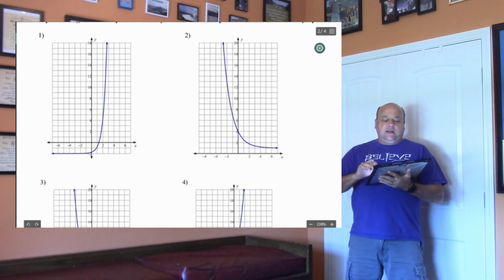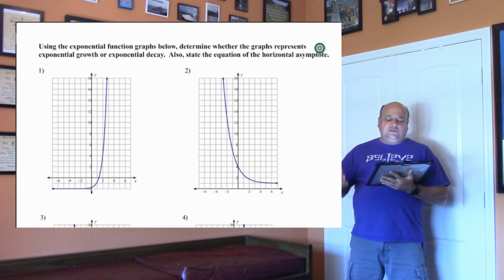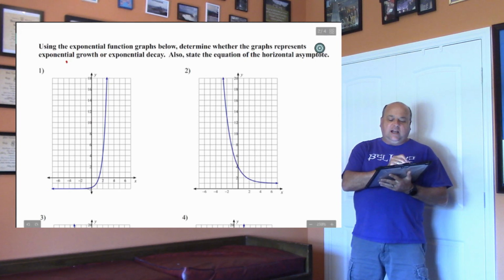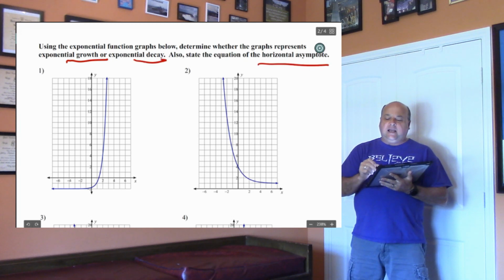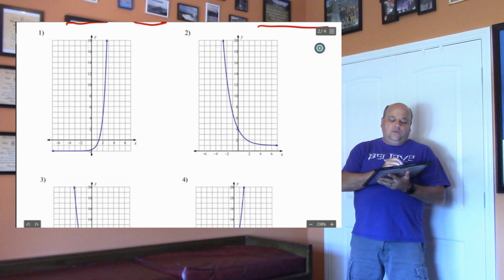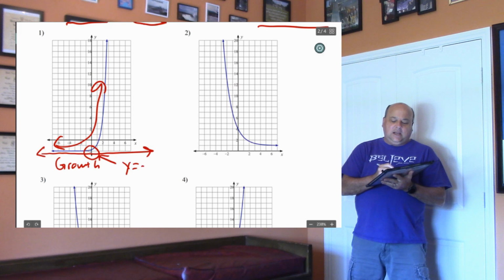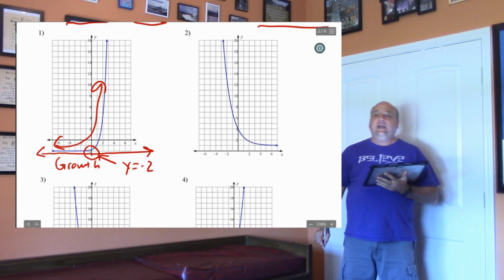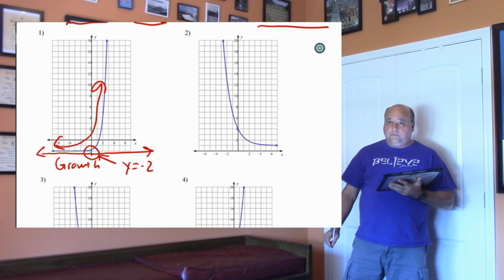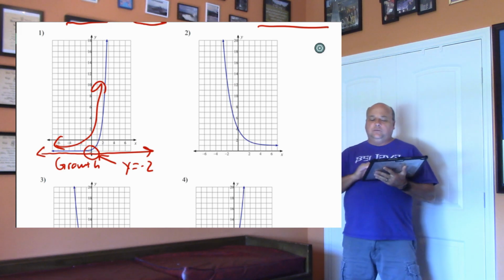Now then, if you go to the next one, using the exponential functions below, determine whether the graph represents exponential growth or decay. Also state the horizontal asymptote. So we're going to write down growth or decay and the horizontal asymptote. On this one, the graph is going up. That is growth, okay? Now if I draw a line where the graph goes to, it's going right through here, which is y equals -2. On this one, the x-axis is not the asymptote, is it? So we just have to figure out where the asymptote is.